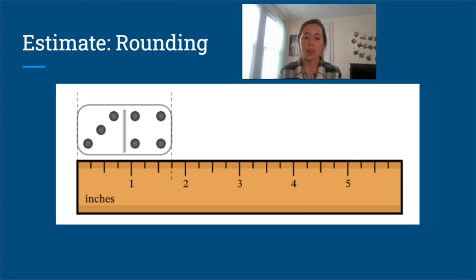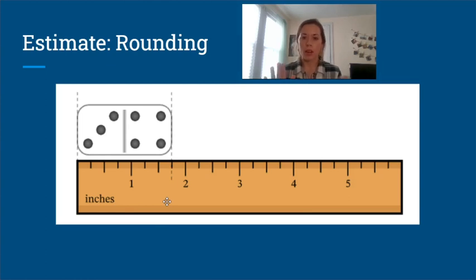When we look at how long this dice is, we see that it is 1 3/4 of an inch. We know this because this is a fourth, this is a half, 3/4. So it is 1 3/4 of an inch. But when it comes to estimating and rounding, maybe we don't want to use 3/4. It's too specific. We just want to give an estimate.